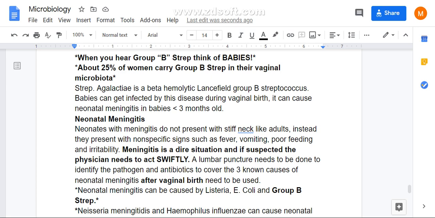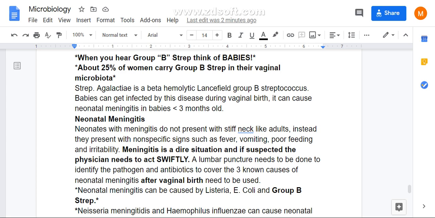Something general just to know: if somebody has meningitis, they're going to present with a stiff neck, right? That's an adult. But when a neonate has meningitis, they won't present with a stiff neck. Instead, they present with non-specific signs such as fever, vomiting, poor feeding, and irritability. So you might think this baby has a different disease, maybe esophageal atresia or some other type of infection. But meningitis also has these symptoms for babies.